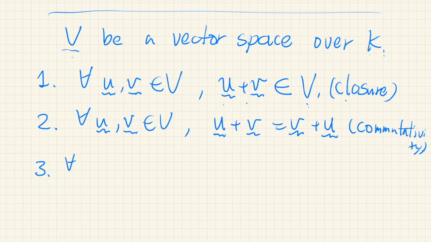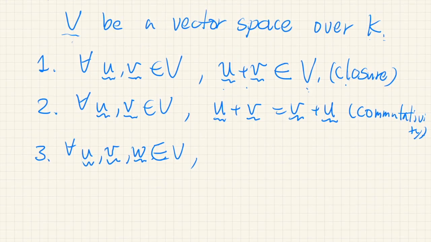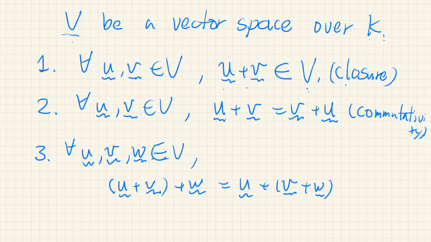And 3, for all triples of vectors U, V, W, we have associativity. That is, first we add U and V, then add W, then that is equal to, we first add V and W, then add U. Okay, so this is associativity.